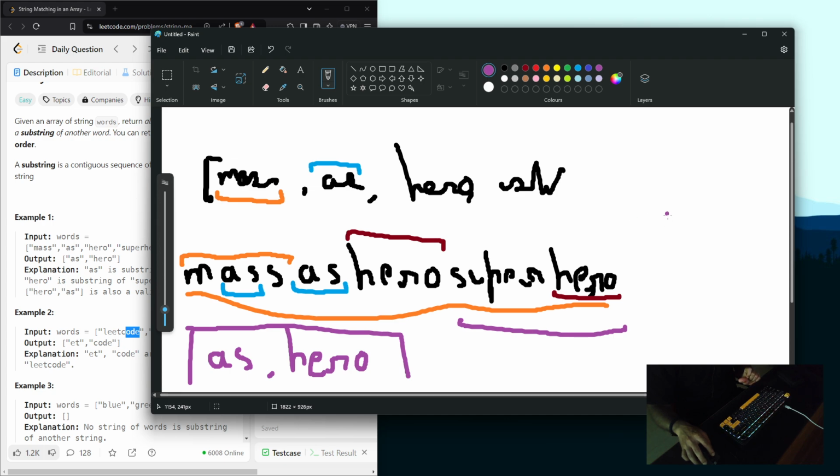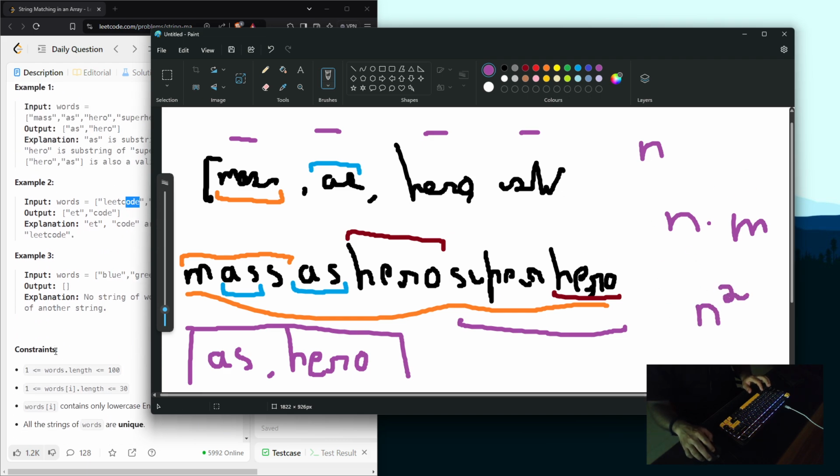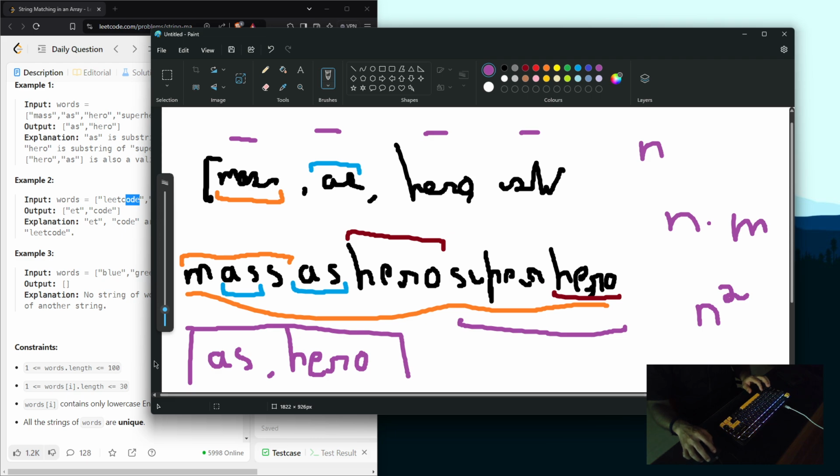So it could be n dot m, where m is the average length of the word. So overall, we are doing a for loop, going word by word, and for each word we are doing this for n words. So overall, if you see, the time complexity will be n square for this one. However, since the length of the words is somewhere between 100, this solution is going to work pretty fine. Now there's one small thing that we need to check.